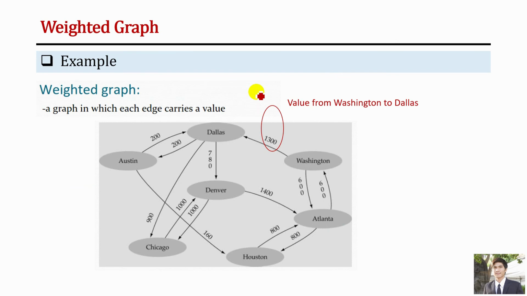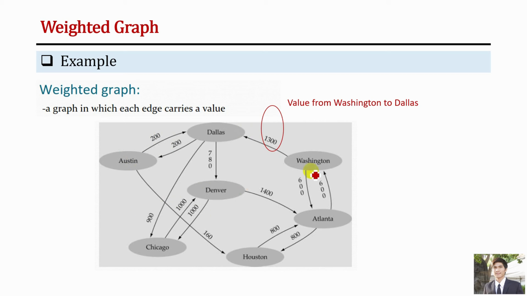And sometimes we also have the weight. This is called the cost, or sometimes we call it distance from one point to another. So the weighted graph here is a kind of graph in which each edge carries a value. It means that it holds some value, connecting from one node to another. For example, in this graph, it shows the distance from one location to another.